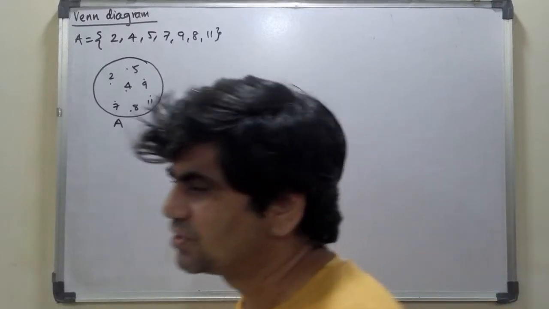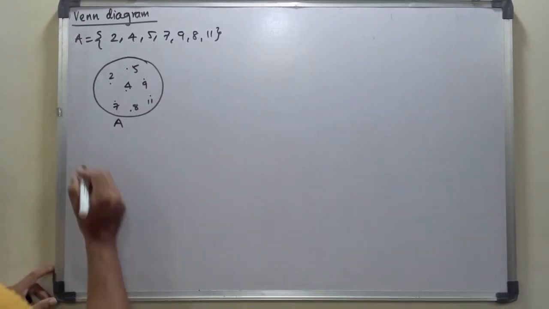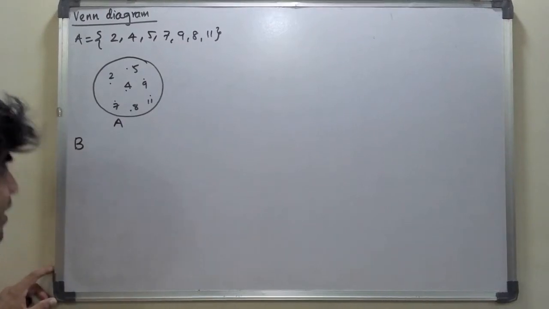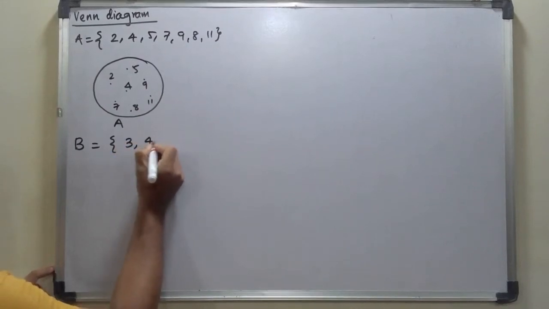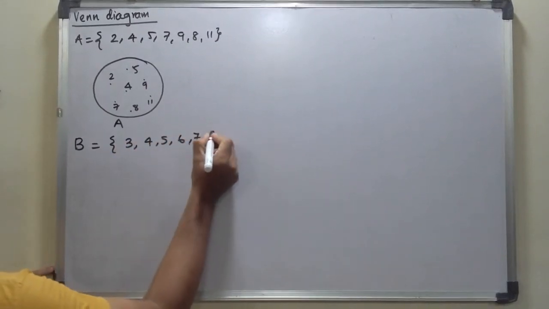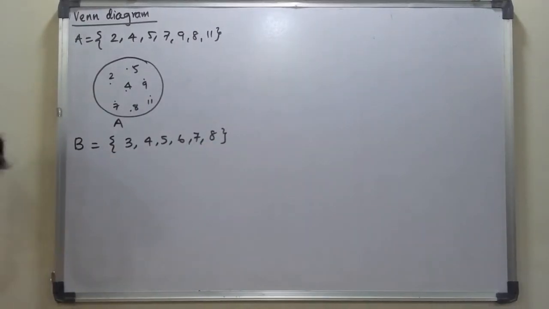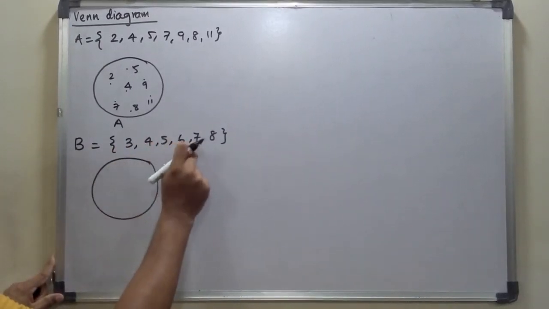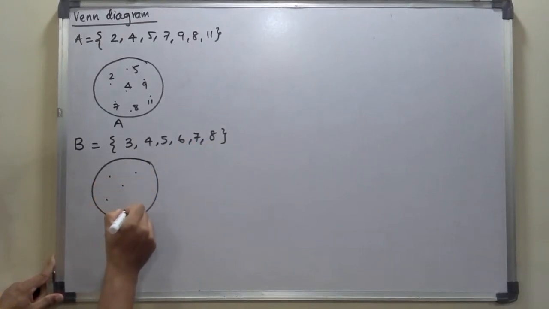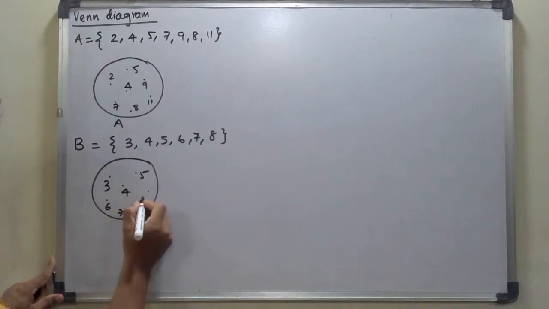Suppose you want to show that two sets have common elements. Now suppose I have set B, with elements 3, 4, 5, 6, 7 and 8. If I show these two sets by a Venn diagram, it will be like this: set A with its points, and set B with 3, 4, 5, 6, 7 and 8.